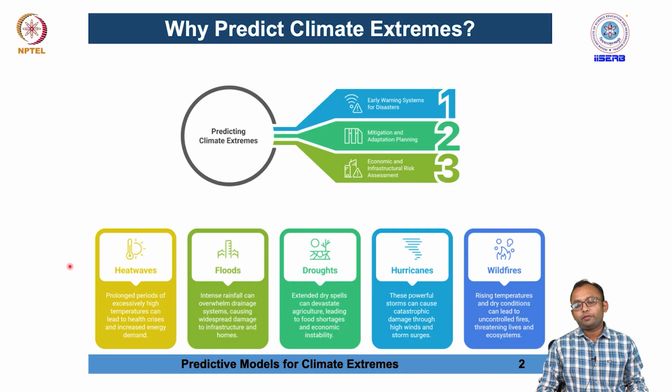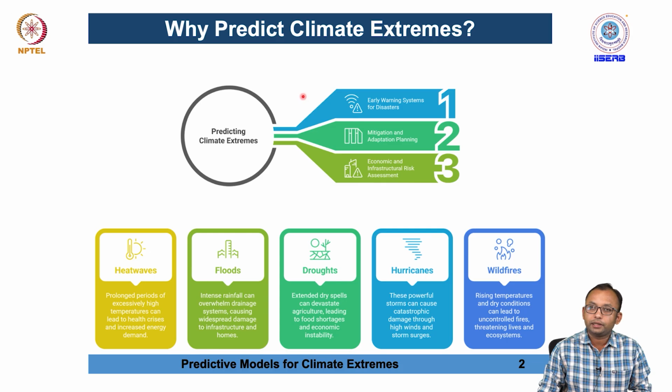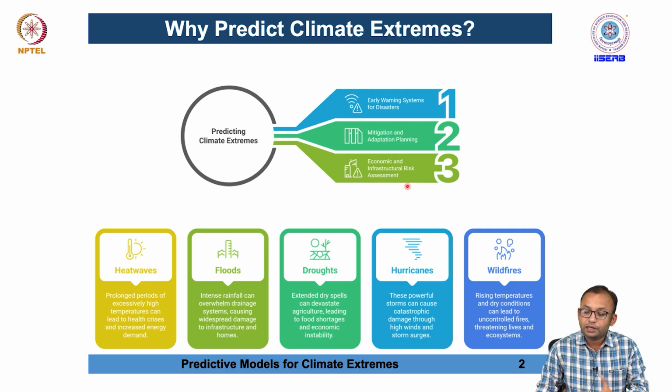In the first lecture we talked about predicting climate extremes. How do we predict the climate extremes? Primarily, why is it important? Because we look at early warning systems for disasters. Then we look at mitigation and adaptation planning. Then we also have to look at economic and infrastructural risk assessment. Then it is important to understand what is likely to happen in that particular scenario.